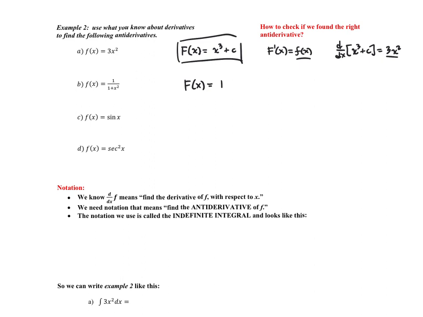Okay, I'm going to make a hypothesis here that big F of x in part B is going to be the inverse tangent of x plus c. I will confirm it by taking the derivative of the inverse tangent of x plus c. Of course, the c will drop, and the derivative of inverse tangent is 1 over 1 plus x squared.